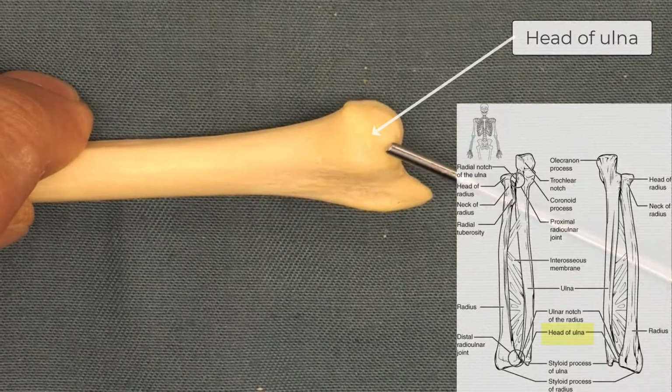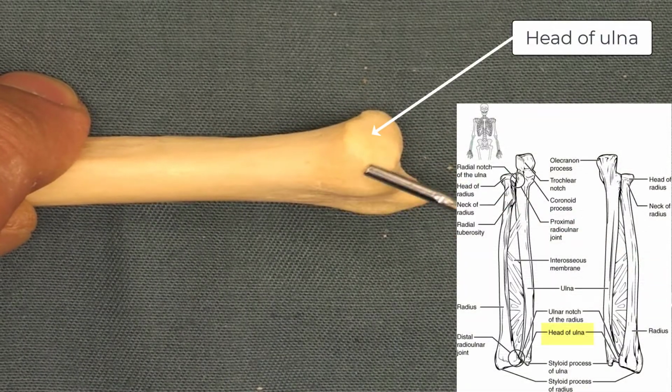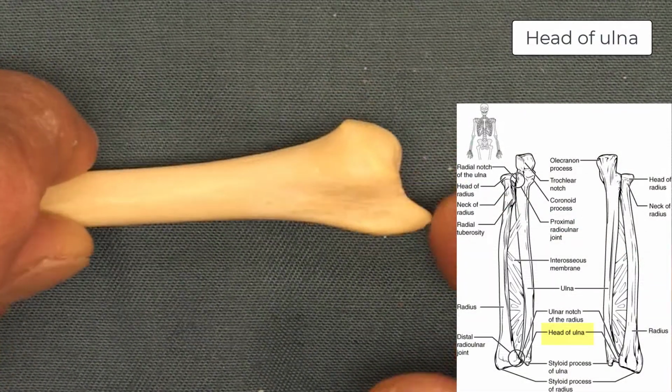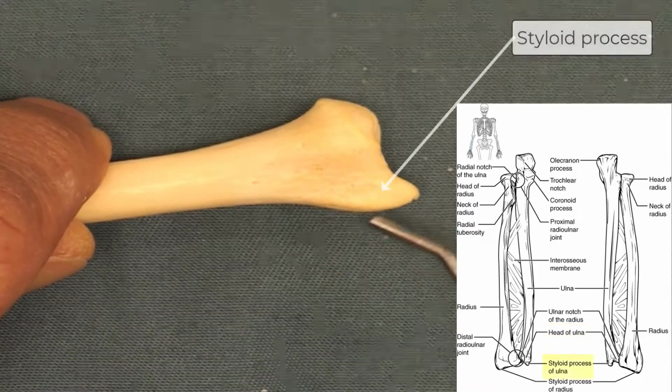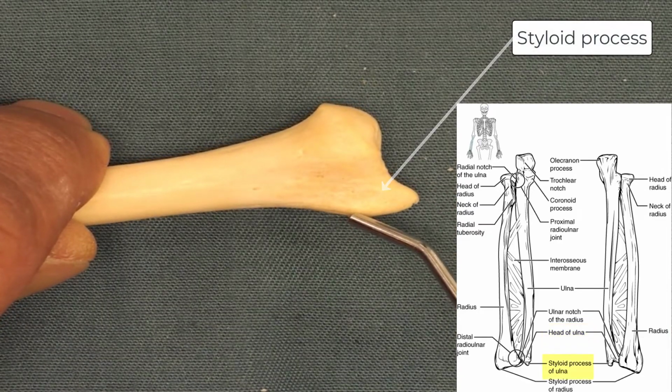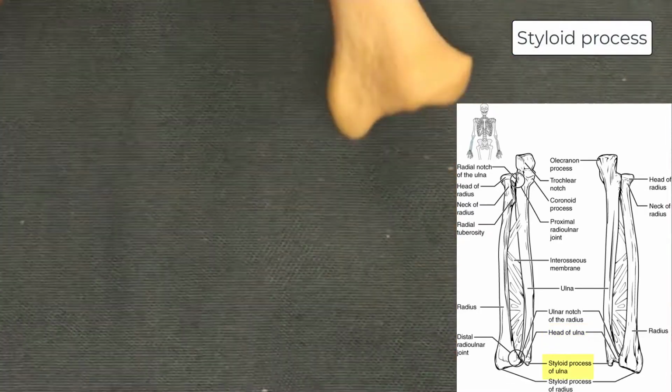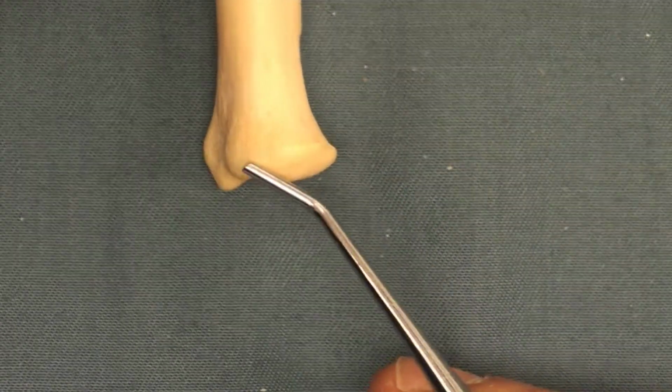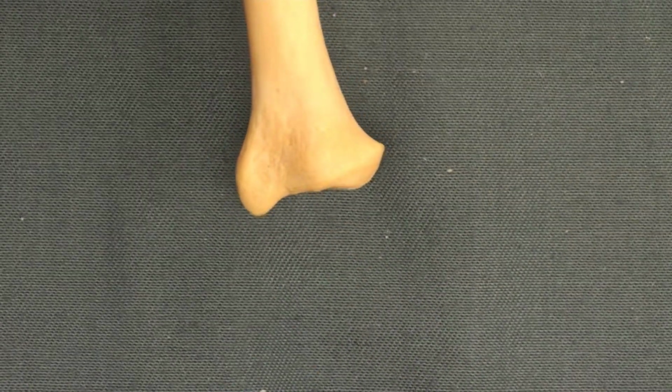Now when it comes to the distal end of the ulna, there is an articular surface known as the head, the head of the ulna on the distal end, and a bony projection known as the styloid process. Styloid process. Actually I should hold the bone like that so you can better see the head and the styloid process.